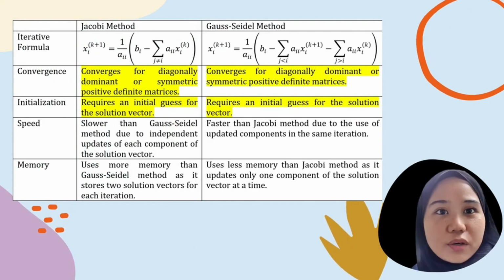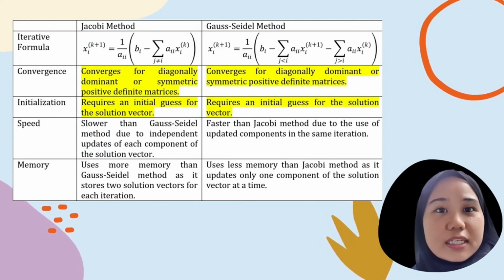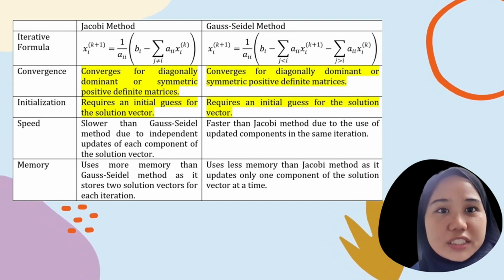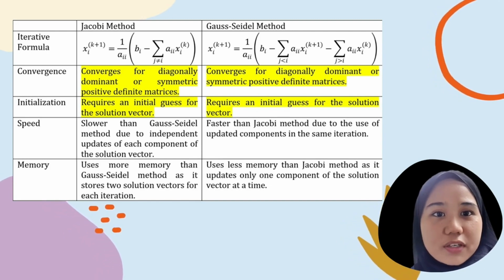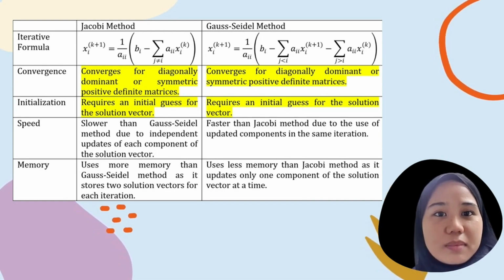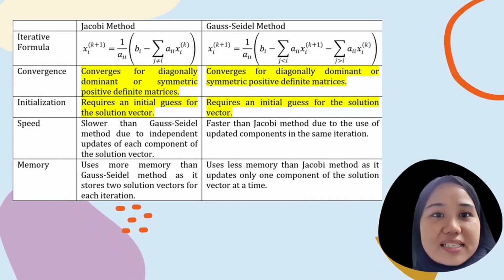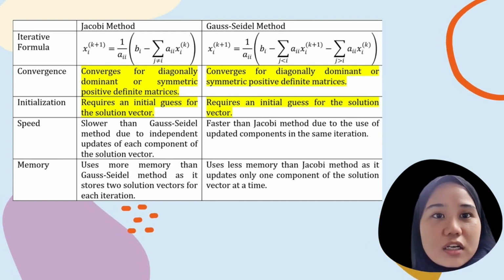Now I will explain the comparison between the Jacobi method and the Gauss-Seidel method. First comparison is the iterative formula. Second comparison is the convergence. Both the Jacobi method and the Gauss-Seidel method converge for diagonally dominant or symmetric positive definite matrices. Third comparison is the initialization. Both methods require an initial guess for the solution vector.